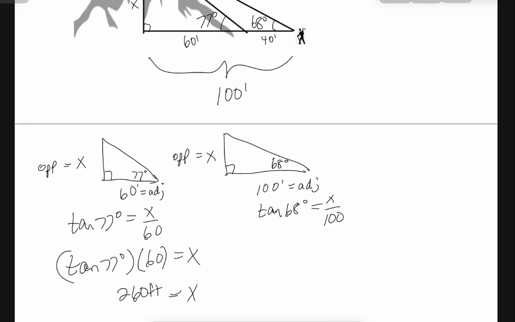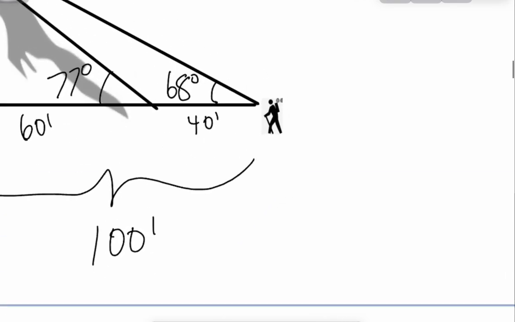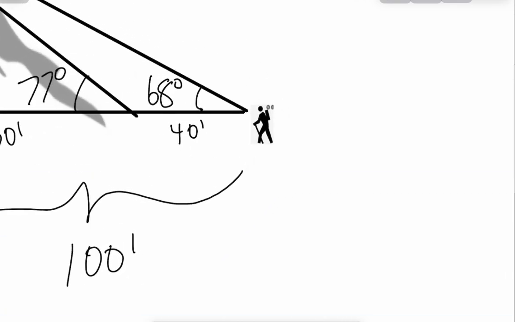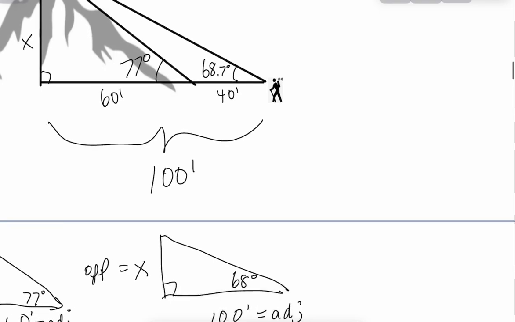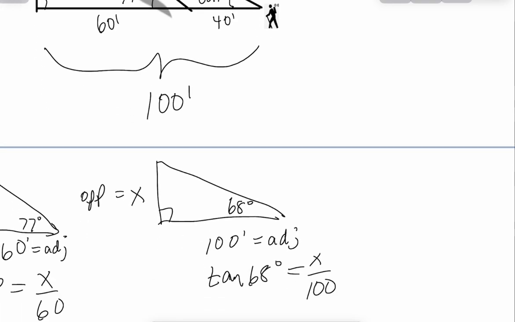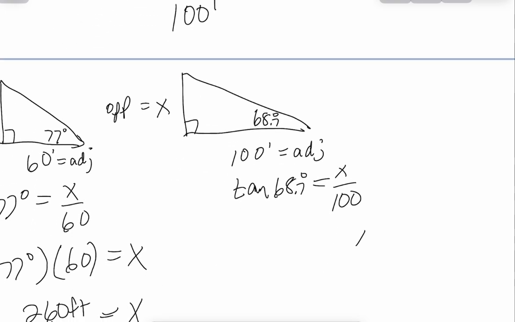Wait a second, let's try that. Okay, let's make this 68. It's close, it's close. Let's make it, to be a little more accurate, 68.7 degrees. Okay. It doesn't change much, but it does make the match a little nicer. So, the way to check your work here, that would be the tangent of 68.7 degrees times 100.